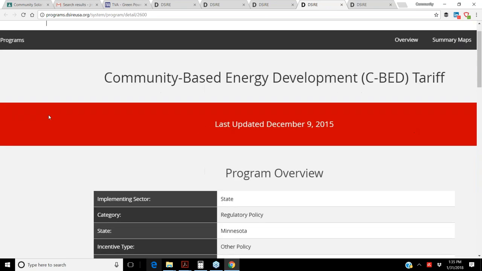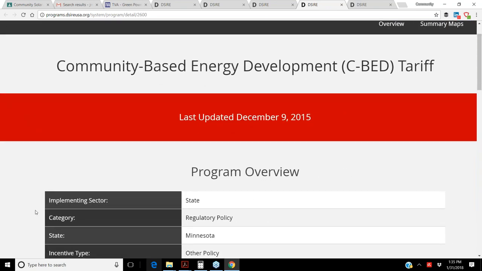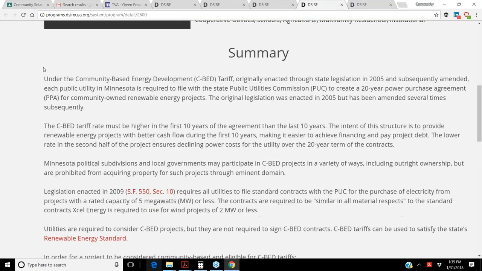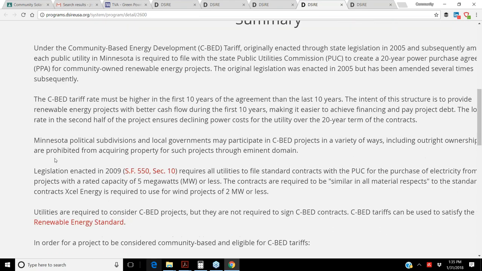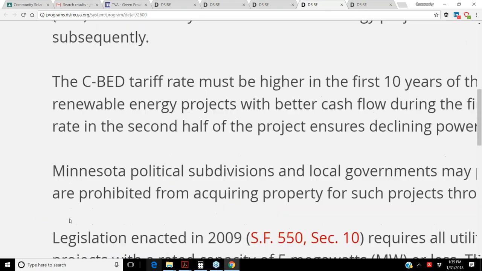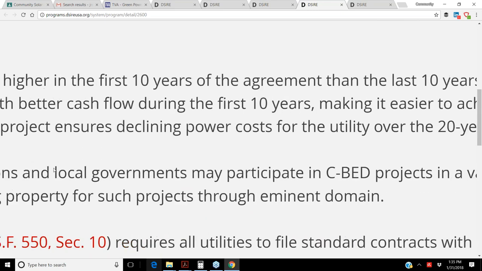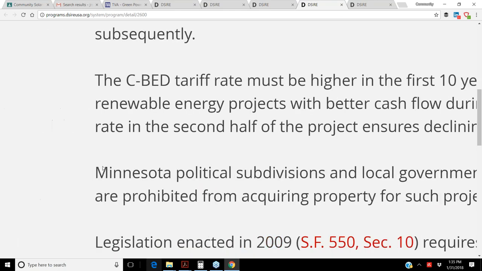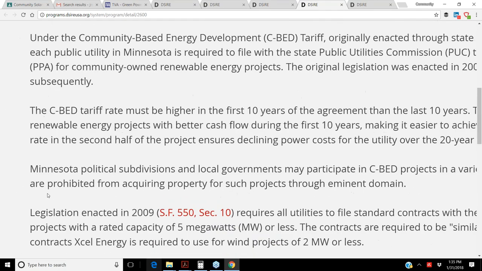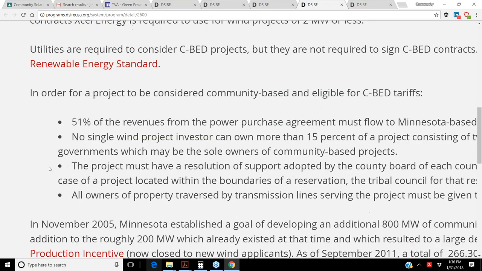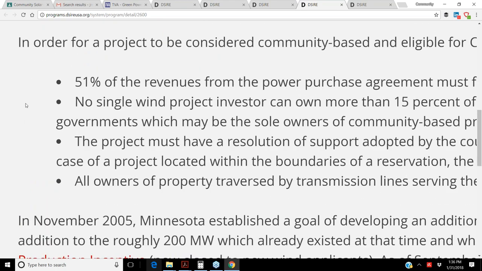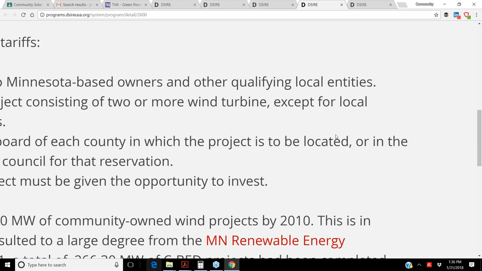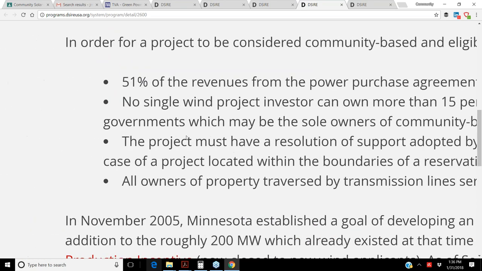So finally, we get into this community-based energy development tariff for solar and other things, and it says the CBED rate must be higher in the first 10 years of the agreement than in the last 10 years of the agreement. This is to provide the renewable projects with better cash flow. It says 51% of the revenue from this power purchase agreement must go to Minnesota-based owners and other qualifying entities.